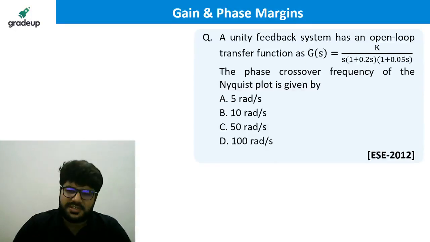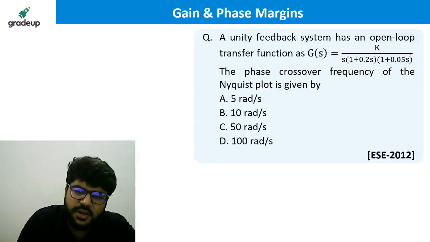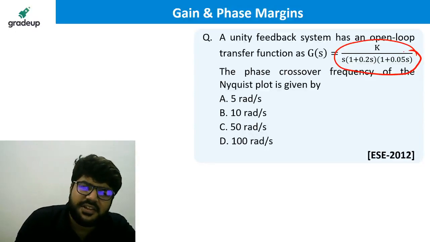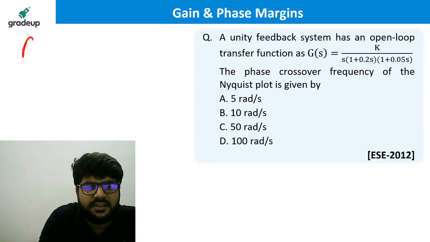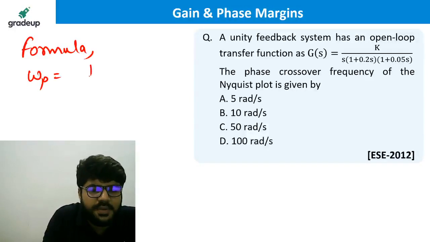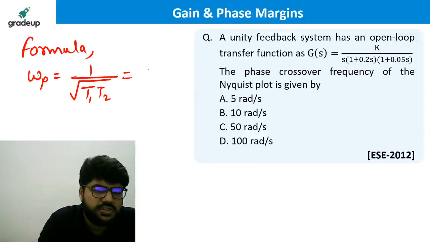So now suppose this is an ESE question I am taking. Suppose you have a function of the form 1 upon s, 1 plus st1, 1 plus st2, because this is a very common type of function. At least for this you can remember, you can directly solve by the formula. What is omega p? 1 upon under root t1 t2, not necessary to use the general method.